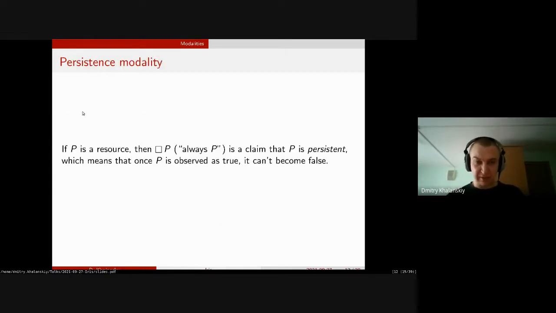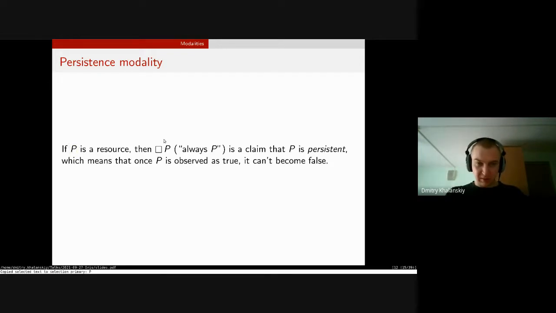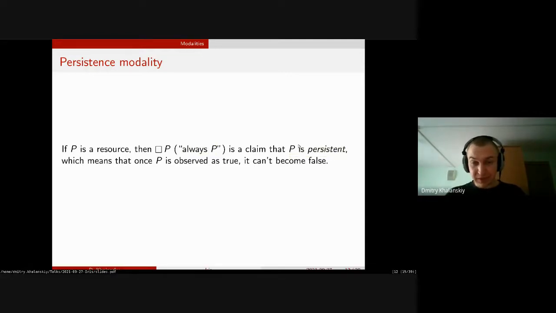Another modality that we have to look at is called the persistence modality. If we have a resource P, then the empty white square P, read as always P, is a claim that P is persistent. What does it mean for a statement to be persistent? It means that if we managed to observe P as true at least once, then it can't possibly ever become false again.